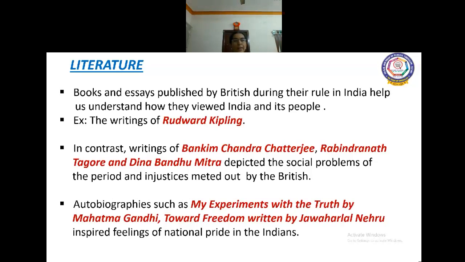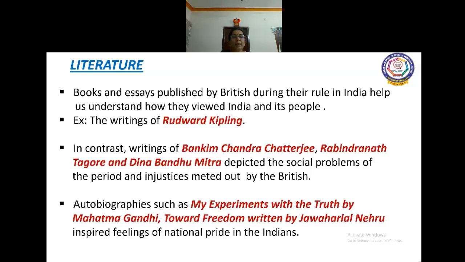When we move on to the literature side, books and essays published by the British during their rule in India help us understand how they viewed India and its people. That is, vernacular newspapers written by Bankim Chandra Chatterjee or Rabindranath Tagore depicted the social problems of the period and injustices done by the British. Books and essays published by the British help us understand how the British viewed India and our people.